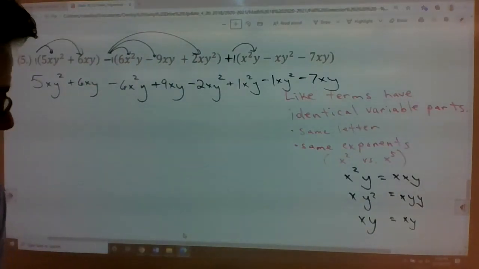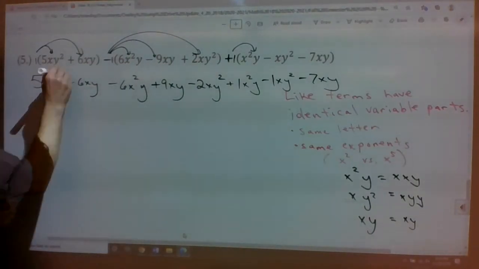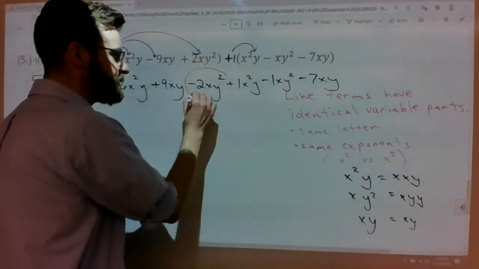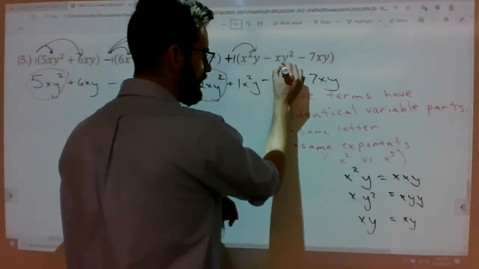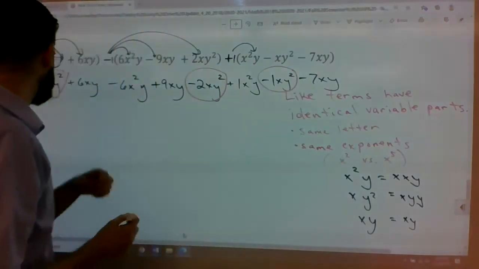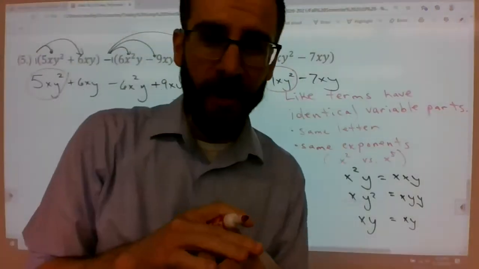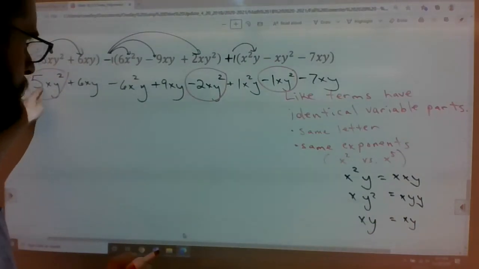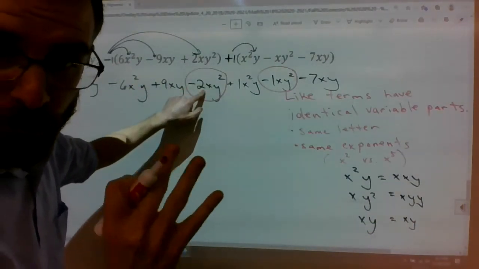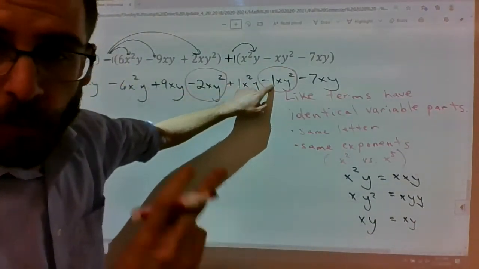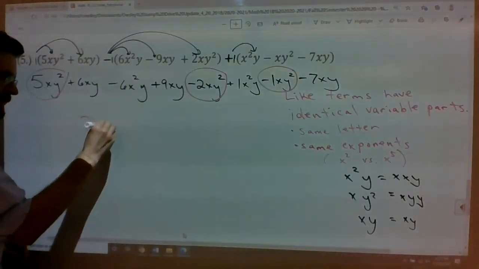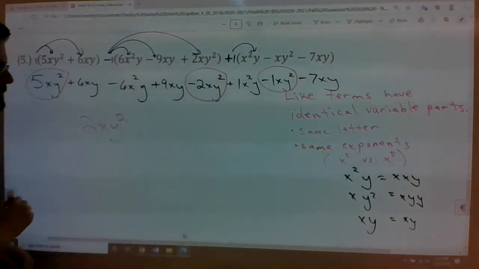All right, so a lot going on there. Let's get the xy squareds together, the xy squareds together, the xy squareds together. And you know what? On this one, I'm not even going to rewrite them. I'm just going to visualize 5 minus 2, which is 3, minus 1, which is 2. So it's going to be 2xy squared.